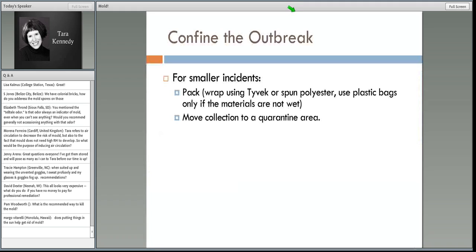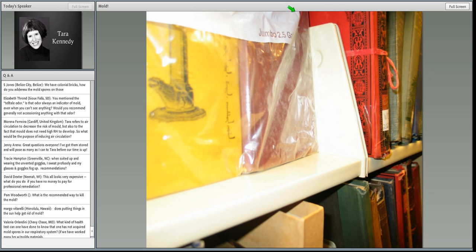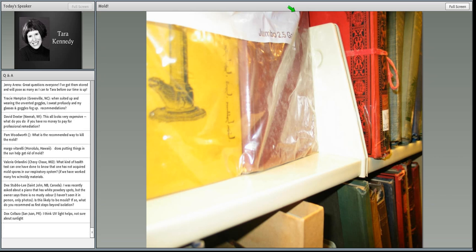For smaller incidents, if you have just a couple of books that are a problem, you want to pack them to isolate them. You can wrap using Tyvek or spun polyester, which is kind of expensive. Or use something as simple as a zip-top plastic bag, as long as the materials aren't wet. If they're wet you don't want to do that, because that's just going to exacerbate the problem. Move the collections to a quarantine area and isolate them from the rest of the collections. And here's a picture of moldy things in a regular Ziploc bag, sealed up.